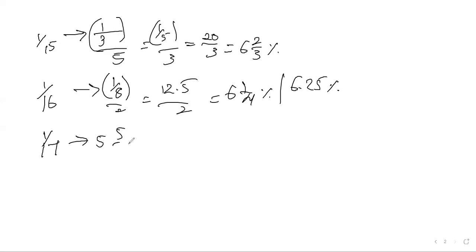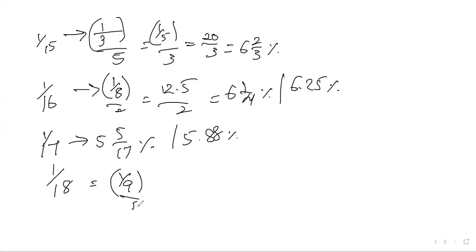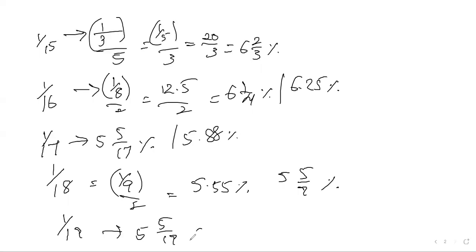What about 1 by 17? It is 5 15 by 17% or 5.88%. Similarly, 1 by 18 is nothing but 1 by 9 of half, nothing but 5.55% or 5 5 by 9%. Then what about 1 by 19? It is 5 5 by 19% or 5.26%.